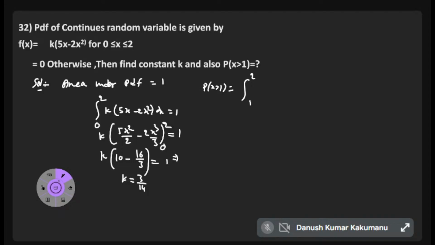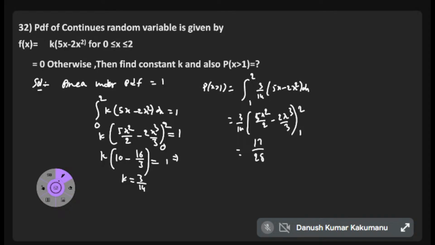1 to 2 limits. K value you know very well, 3 by 14, into (5x - 2x²) dx. That is 5x²/2 minus 2x³/3. Substitute the upper limit and lower limit from 1 to 2 and simplify. How much is the answer you will get? 17 by 28. Try this and you will get the answer 17 by 28. It's a 2 marks bit.